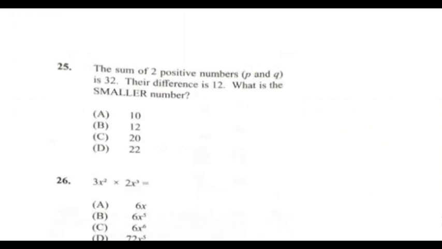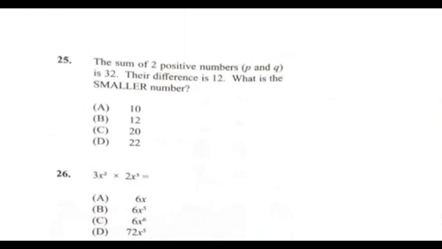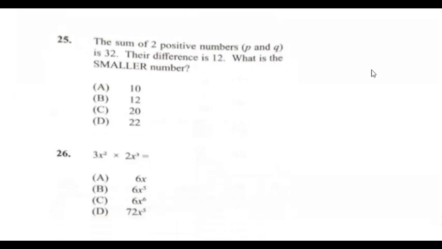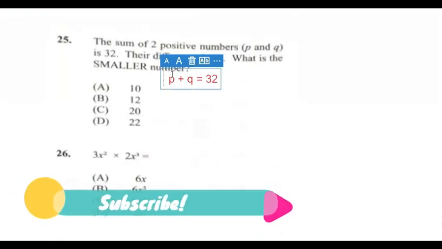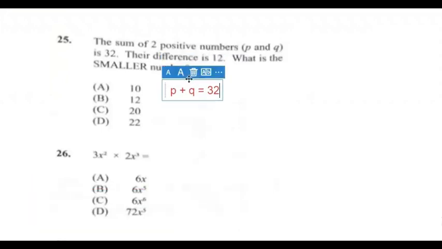So 25, the sum of two positive numbers p and q is 32. Their difference is 12. What is the smaller number? This has been worked multiple times on previous papers. You can check the links in the description below for different past papers that explain this question. But basically you can substitute the answers into p and q and get them accordingly, and then you'll see which one will give the difference of 12.